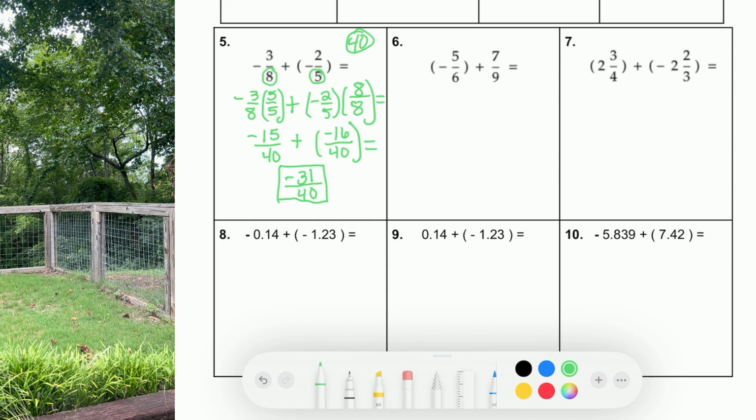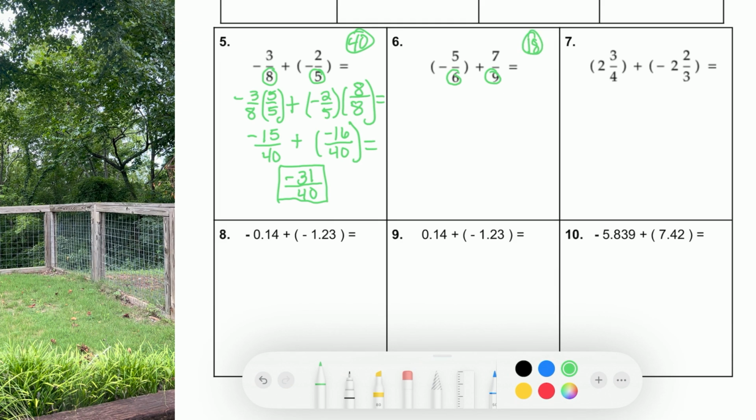Let's look at number 6. We have negative 5/6 plus 7/9. We have two different signs. We have a negative and a positive. So I know eventually I'm going to find the difference between these two and then take the sign of the greater. But again, we need to get common denominators first. So we have a 6 and a 9. A common denominator between these two would be 18.